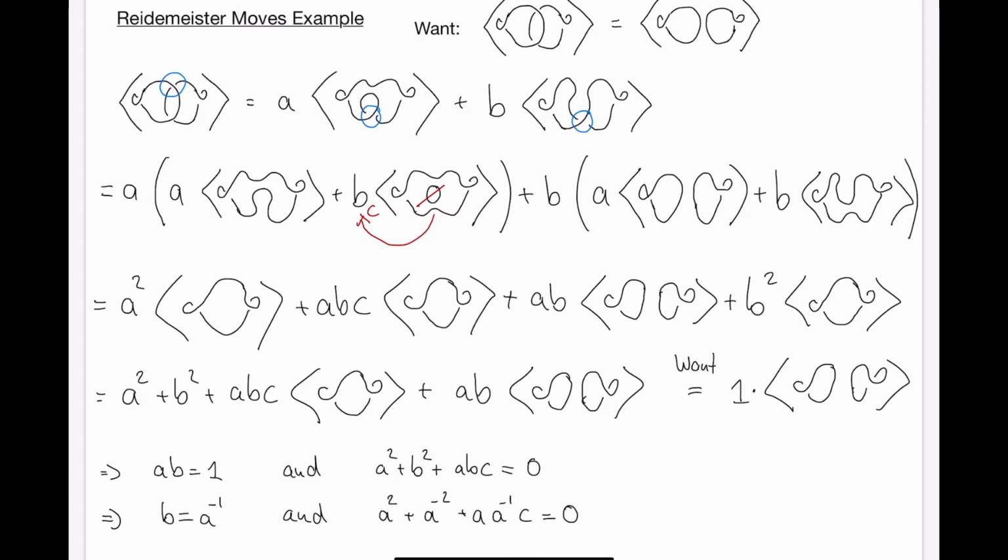And now we want to solve this for C, and so this becomes minus A squared minus A to the minus 2. And so now the two important equations are what? Well, B is equal to A to the minus 1, and also my C in the bracket polynomial can be replaced by an expression in A, which is a little more complicated.